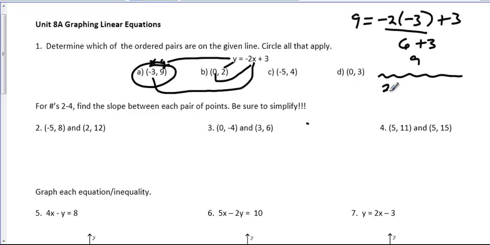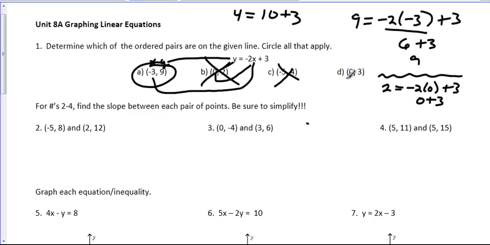We have 2 equals negative 2 times 0 plus 3. Anything times 0 is 0. 0 plus 3 is 3. B is not one of those solutions. I'm going to go a little bit faster with C and D. When I plug my 4 in, negative 5 times negative 2 is positive 10. Positive 10 plus 3 will never be 4.